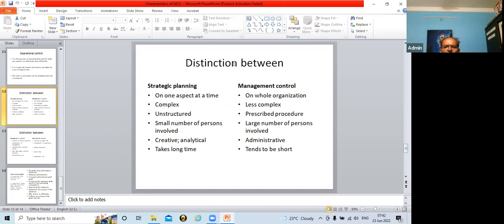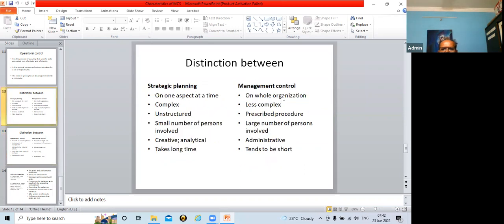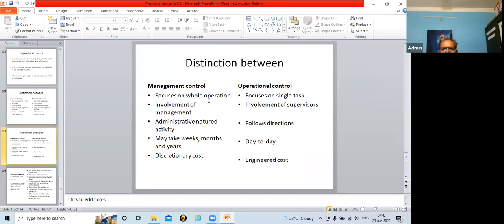Now we will go to the next slide, where there is a difference between management control and operational control. Let's know about that. Number one, management control focuses on the whole organization, which we also just saw in this slide. Management control focuses on the whole operation, whereas operational control focuses on a single task. Only one task is focused.